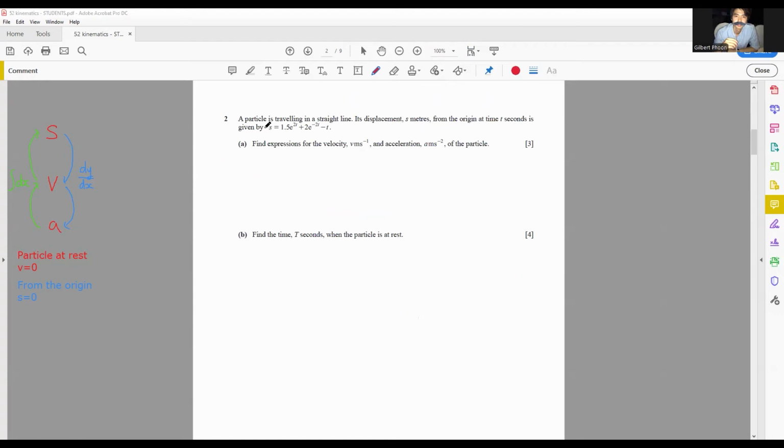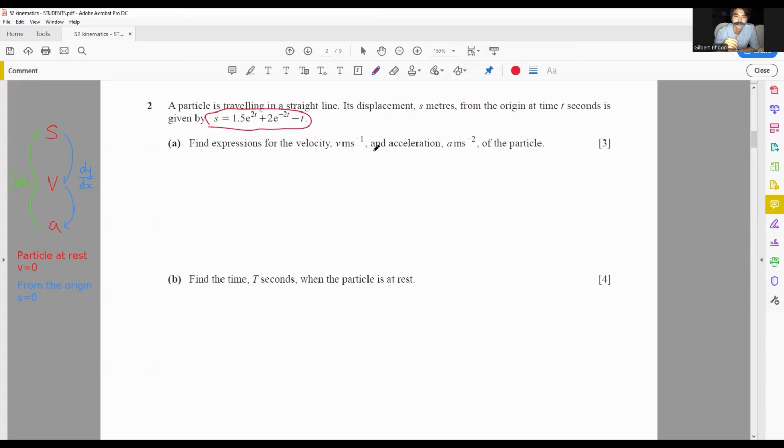In the next question, a particle is traveling in a straight line. Its displacement s meters from the origin at time t seconds is given by, again, a displacement formula here. Find the expression for velocity and acceleration of the particle.